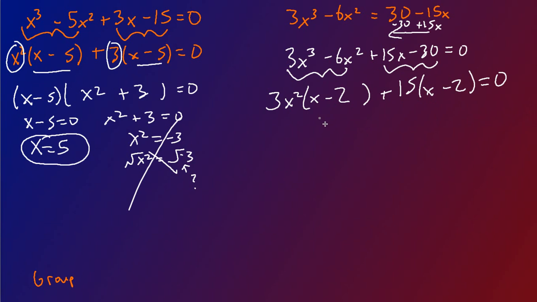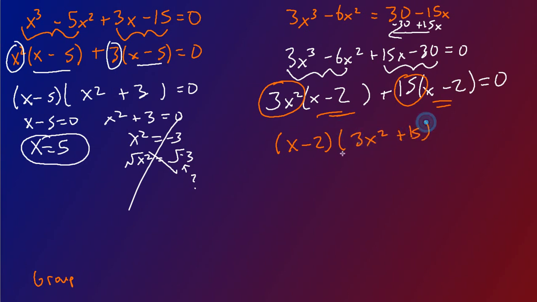Okay, and then I see right here, this is common to both of these, so I lucked out there pretty good. So I factor out that thing, and that leaves me with this and this. So 3x squared plus 15. Now don't be lazy with your parentheses, we need those. And then I see something else is common. I can divide out a 3, so I'll go ahead and do that.